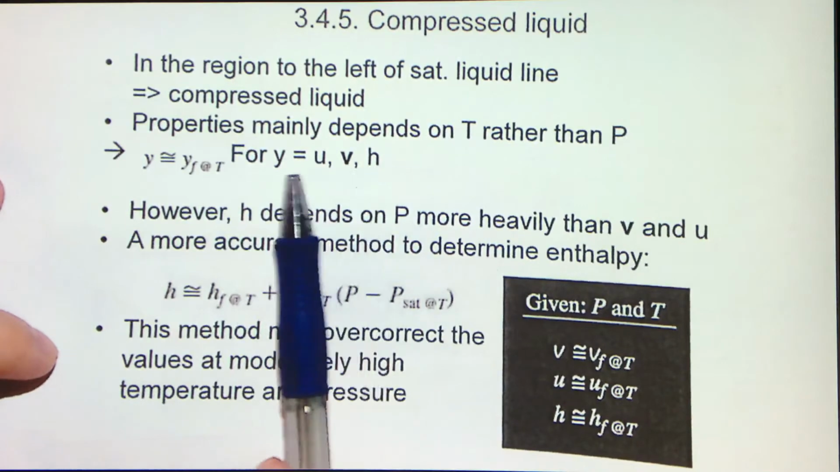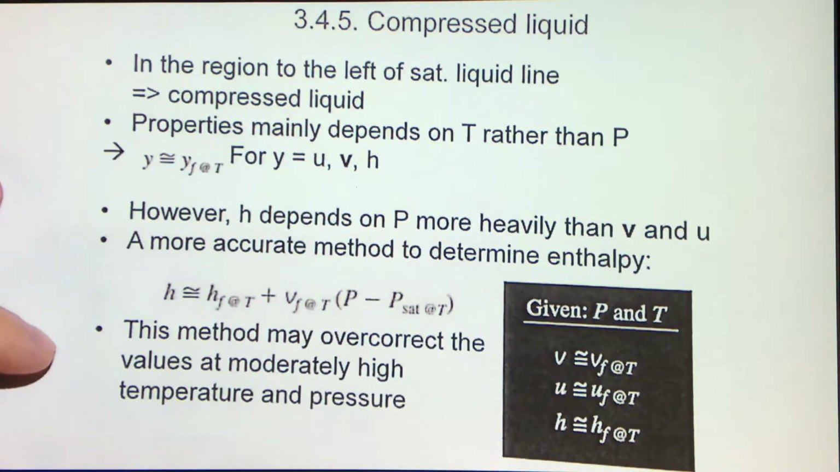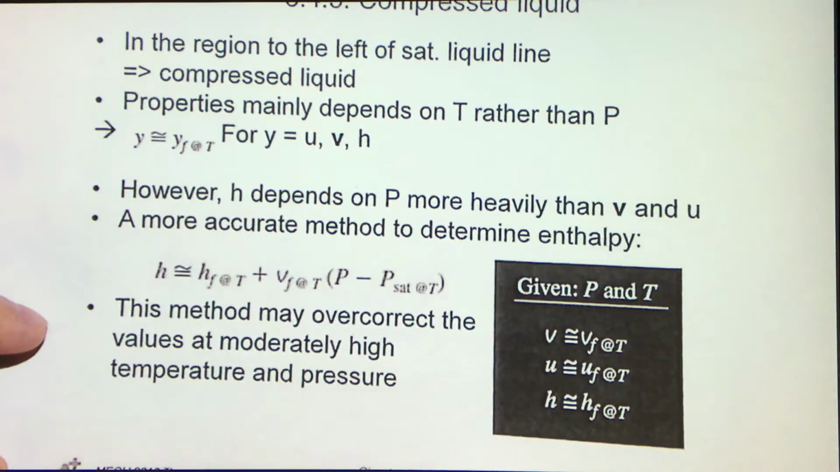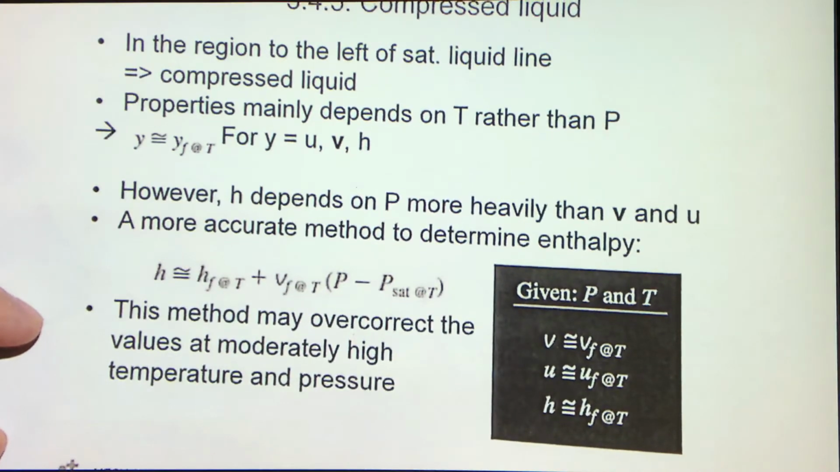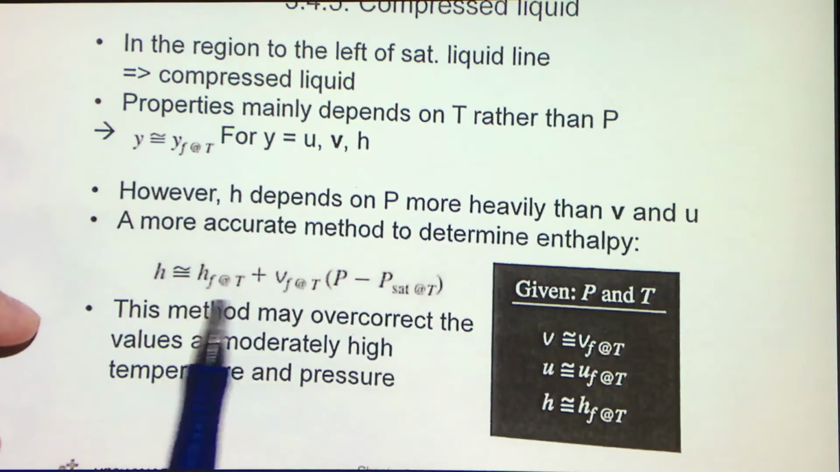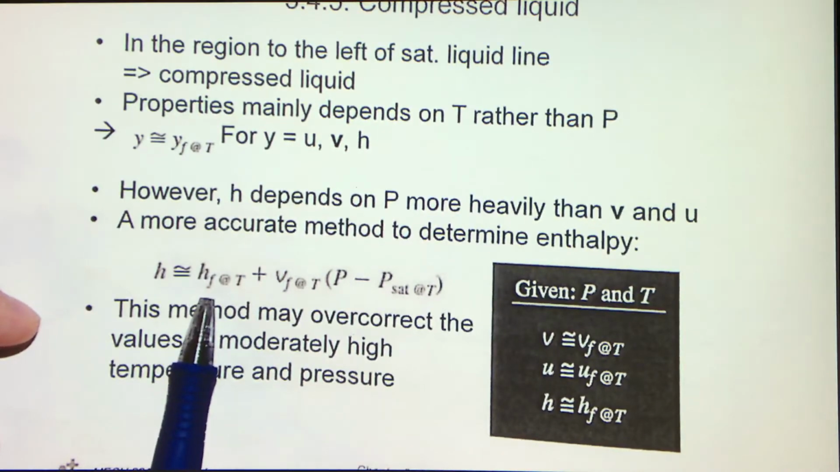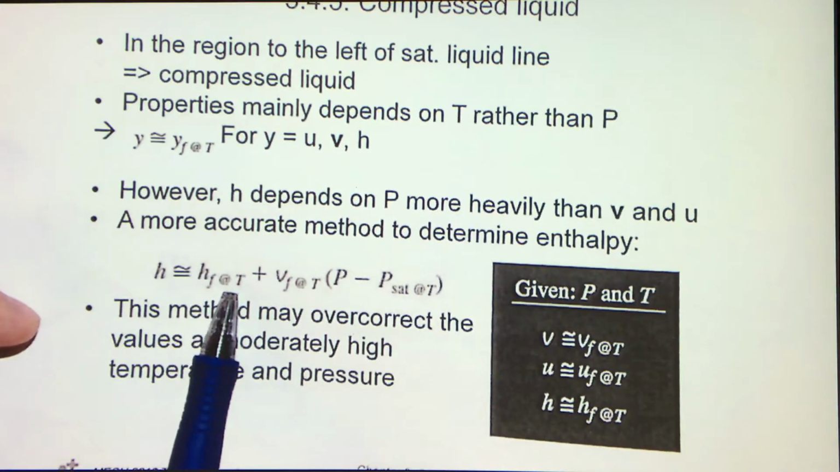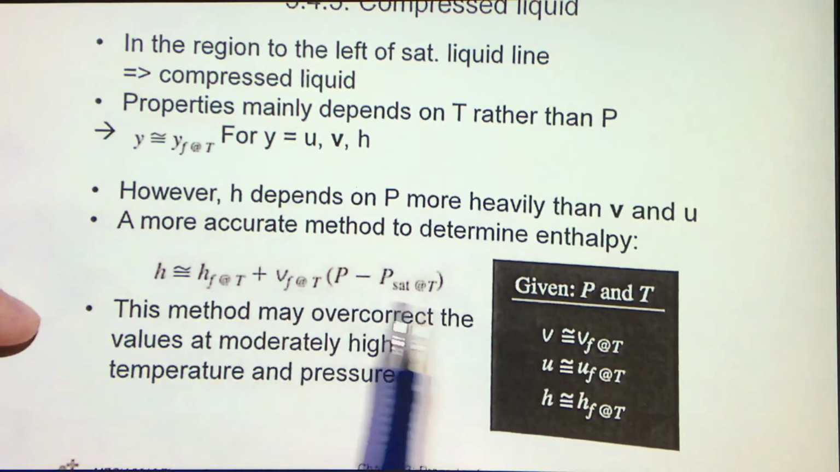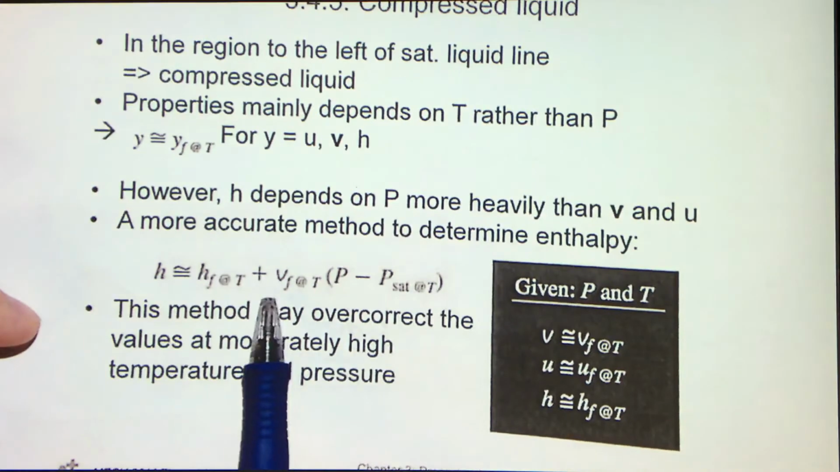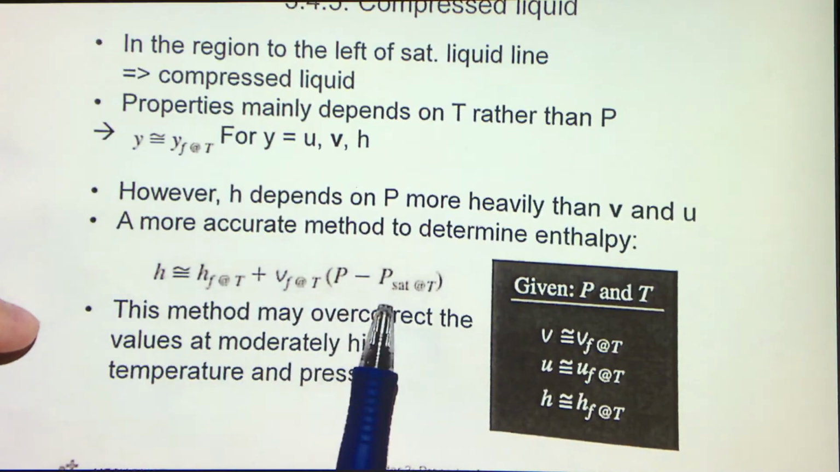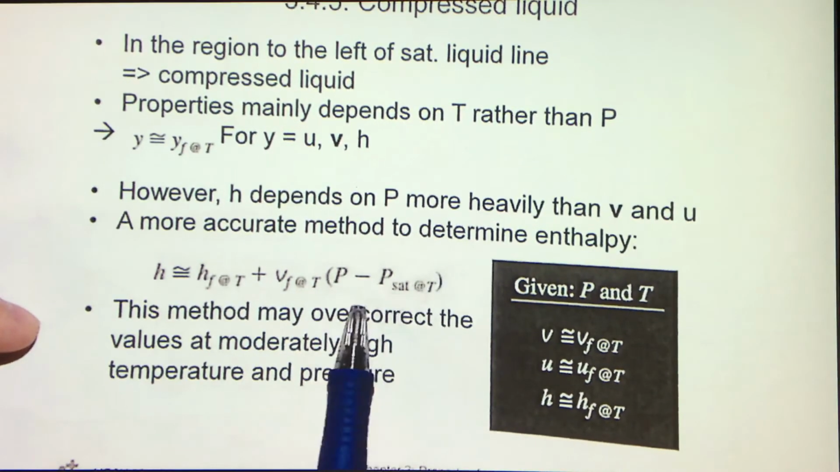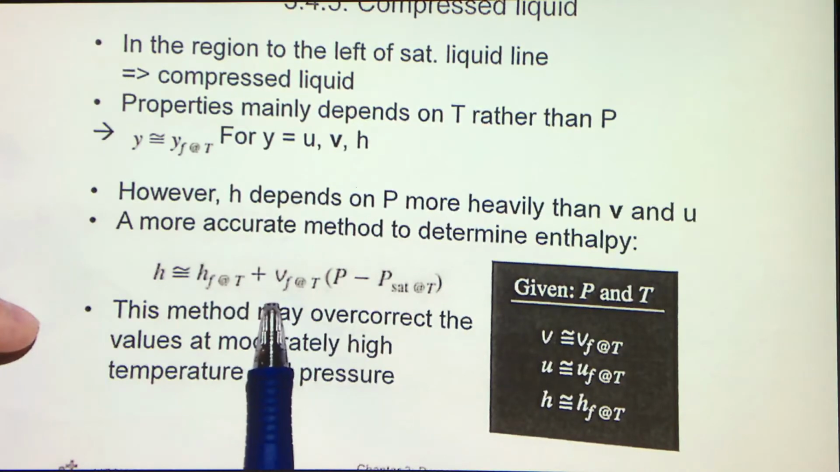In general, this h is equal to u plus Pv, so it will depend on v more heavily than v and u. So someone would suggest a more accurate method to determine the enthalpy: not only do we include the saturated liquid value at that temperature, we also need to include this term, which is equal to delta P times v. This delta P is the pressure at the state minus the saturation pressure at that temperature. And then take this delta P, multiplied by the specific volume of the saturated liquid at that temperature.